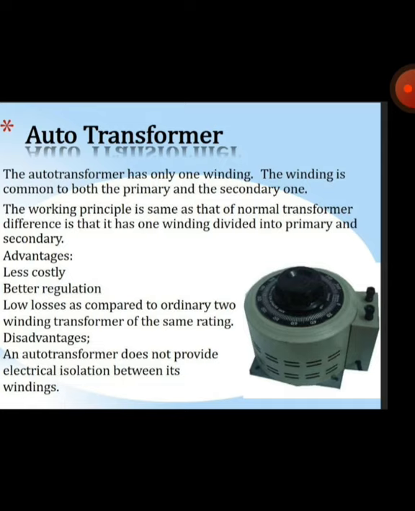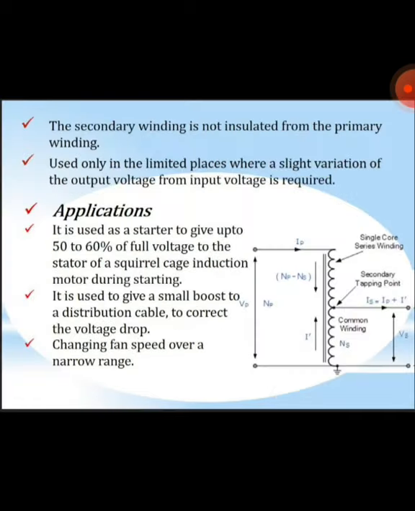Disadvantage of autotransformer: an autotransformer does not provide electrical isolation between its windings. The secondary winding is not insulated from the primary winding. Used only in limited places where a slight variation of the output voltage from the input voltage is required.